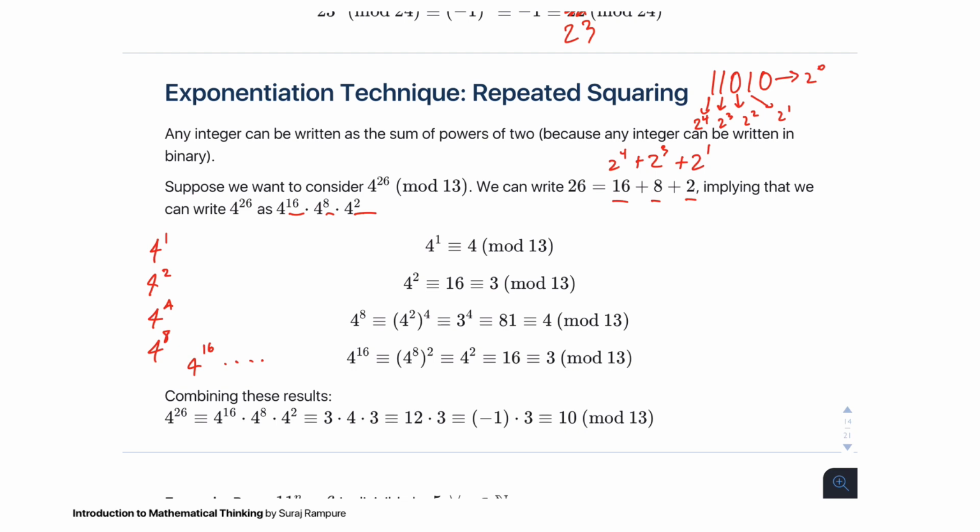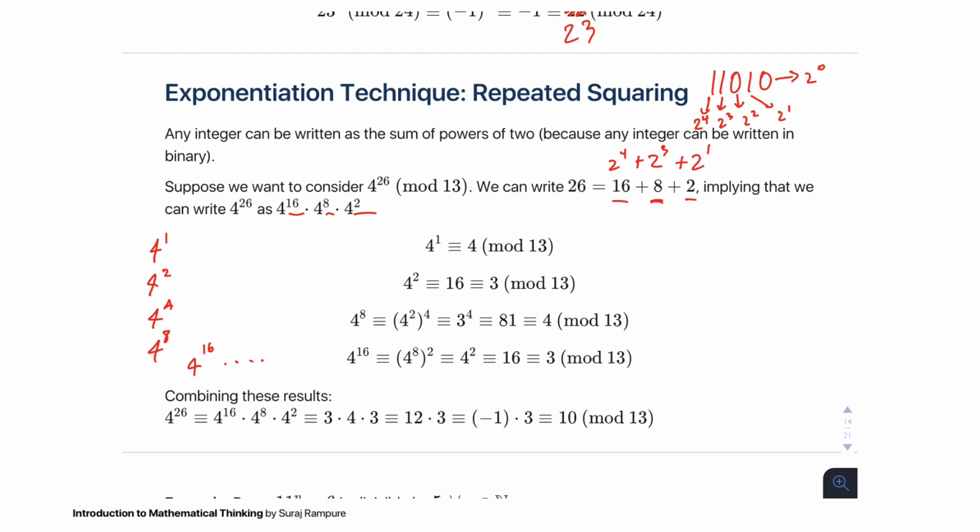Okay, so for example, if I want to write out the expansion of 4 to the 26, I can start off with 4 to the 1, which I know is 4. The first time I square it, I get 16, but since we're working modulo 13, I can rewrite 16 as 3. Is that clear? Now I want to find 4 to the 8, because that's the next term I care about. So I can write this as 4 squared raised to the exponent 4. And what's 4 squared to the 4? Well, that's just 3 to the 4, right?